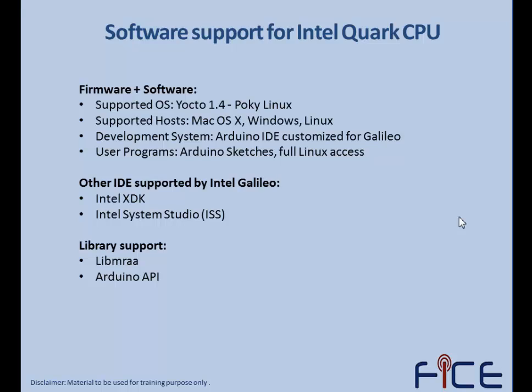As far as firmware and software support is concerned, you have access to the full Linux. As far as the OS is concerned, Yocto 1.4 or Poky Linux it supports. It also supports Debian Linux. But we prefer to use Yocto Linux for some reasons: it has support for Arduino sketches, it has support for various languages, it has support for Wi-Fi, and it has support for the libmraa library. So it's a complete package as far as the Intel Quark CPU software components are concerned.